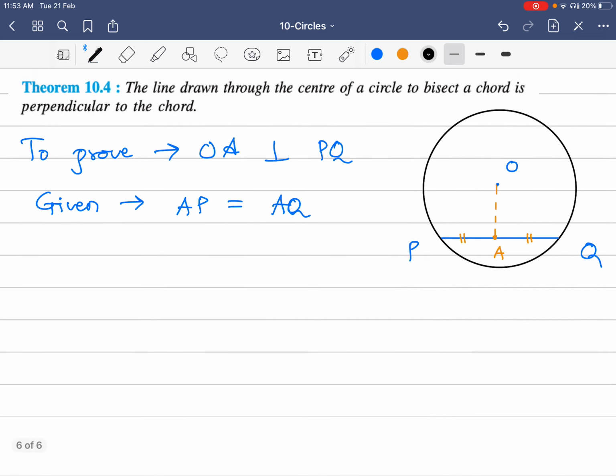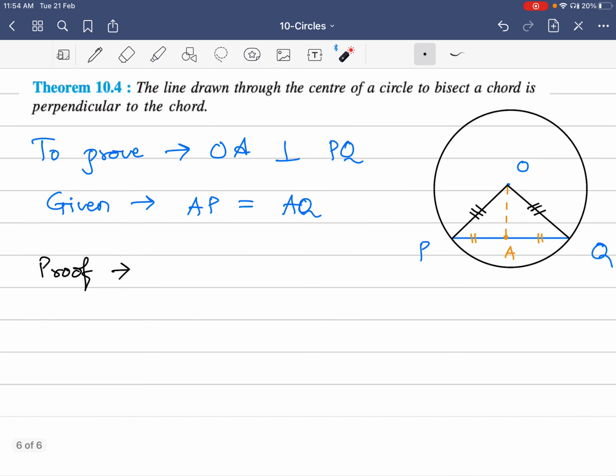Okay, so now once again the proof follows the very similar pattern that we saw in the original theorem. We have to construct this radius. So PO, OQ, this radius is constructed. Okay, so since they are radius of the same circle, we are going to say OP is equal to OQ, because they are radius of the same circle. Then we have AP is equal to AQ, that is given to us, and then we have OA is equal to OA, because it's the same side of the two different triangles.